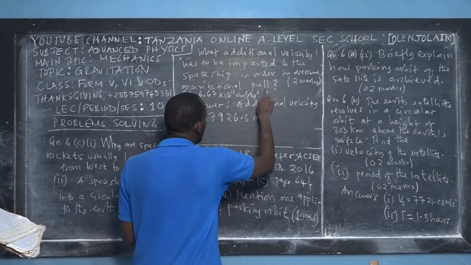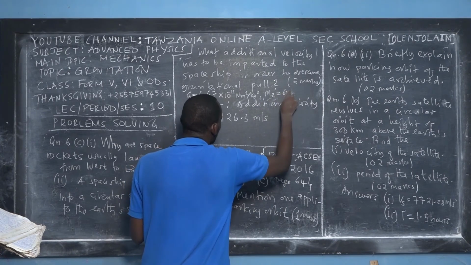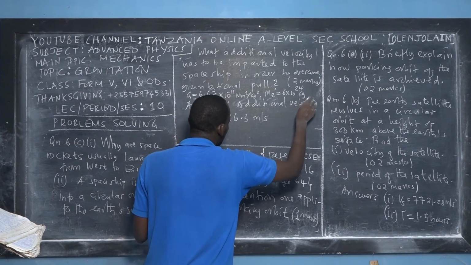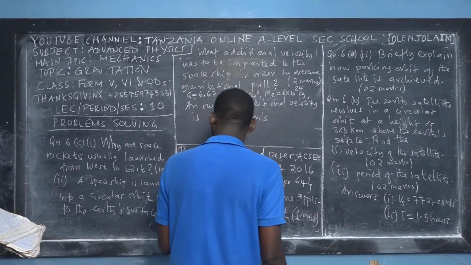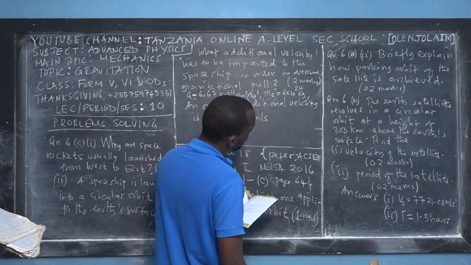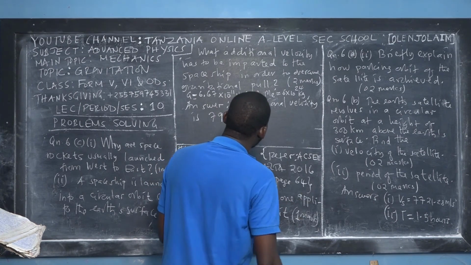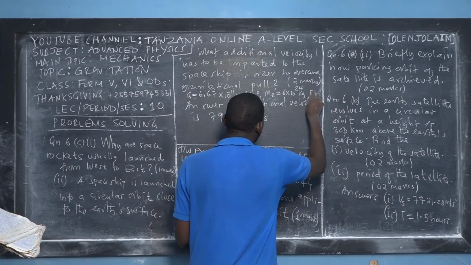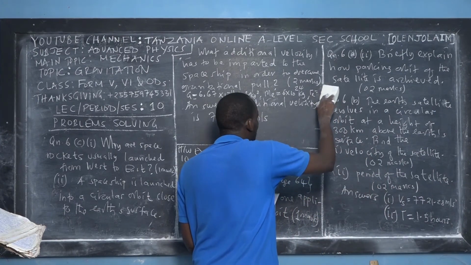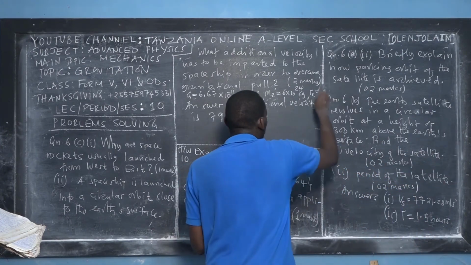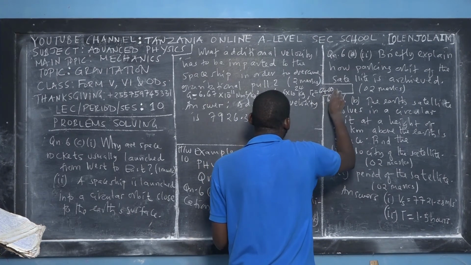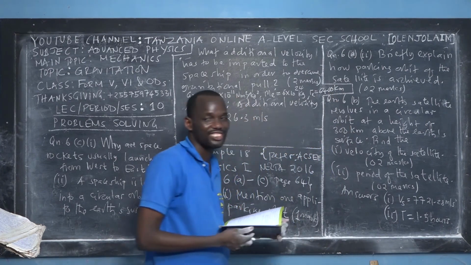Also, you need mass of the Earth is equal to 6 exponent 24 kilogram. And also, you need radius of the Earth. Is radius of the Earth given? Is there any point that will be given radius of the Earth? So radius of the Earth is 6,400 kilometers. So those are the constants that you need.